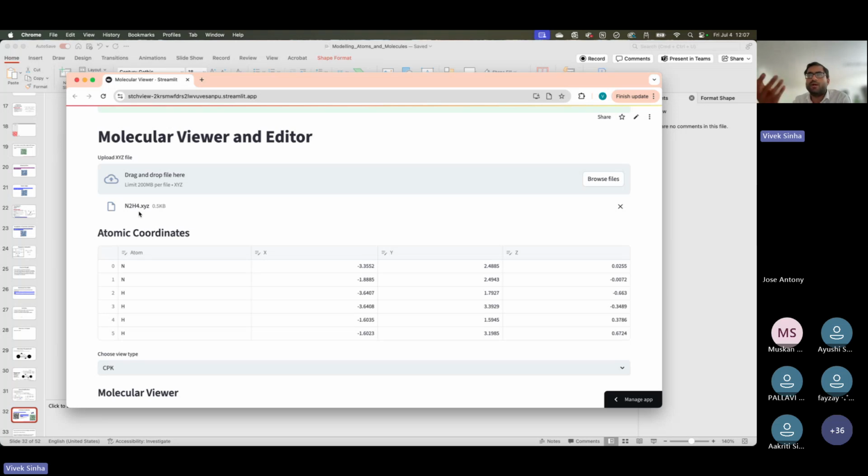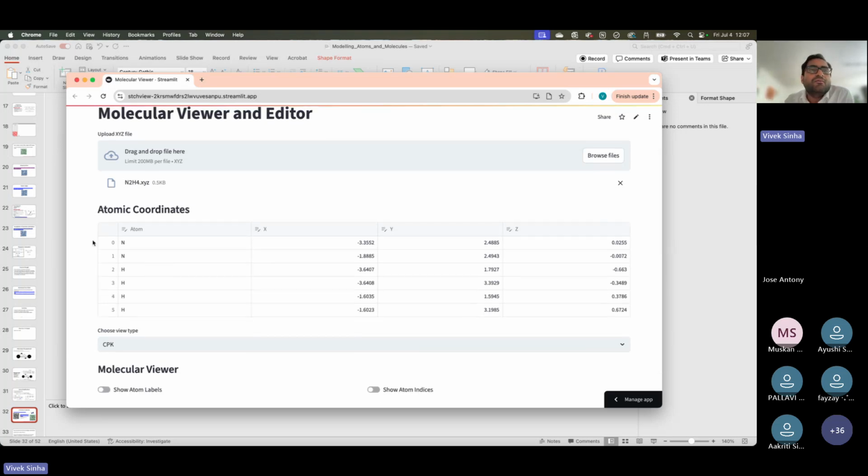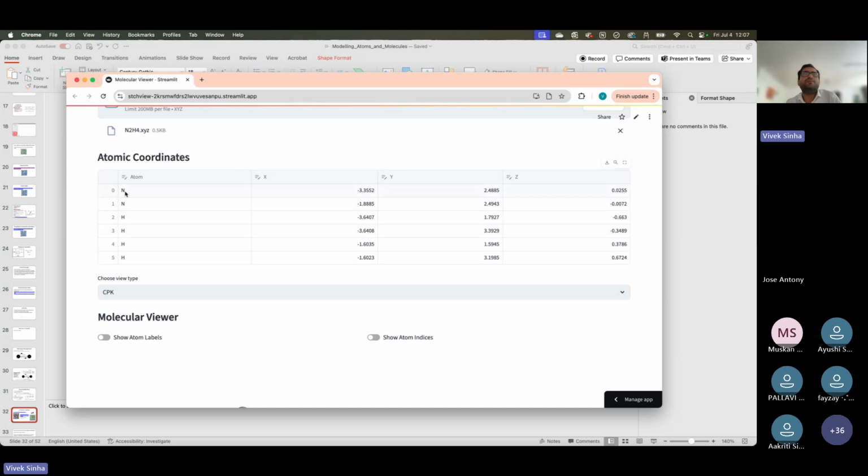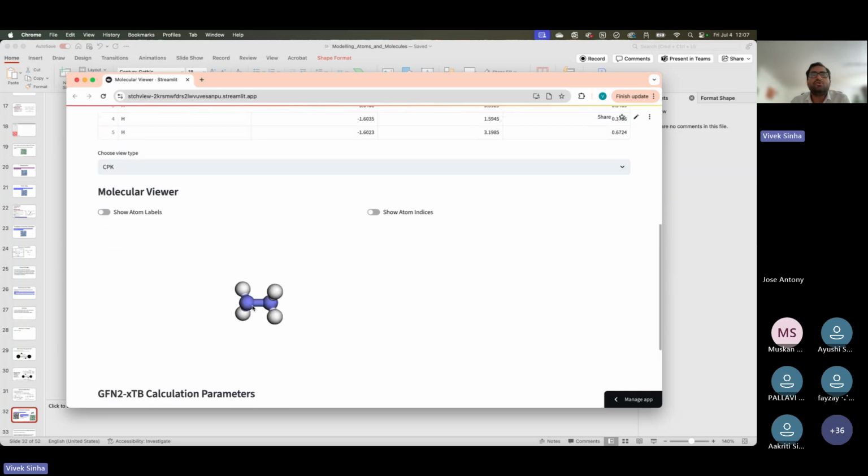You can also, if you have opened it, just do alongside me. And the moment you upload it, it gives you the atomic coordinates. So you have nitrogen, it's an N2H4 molecule, and it also lets you visualize the molecule, right? So you can see the molecule here. You can also say, if I want to see atom indices, it looks a little bit ugly, but yeah. And you can also see what the labels are, like what is the atomic symbol.